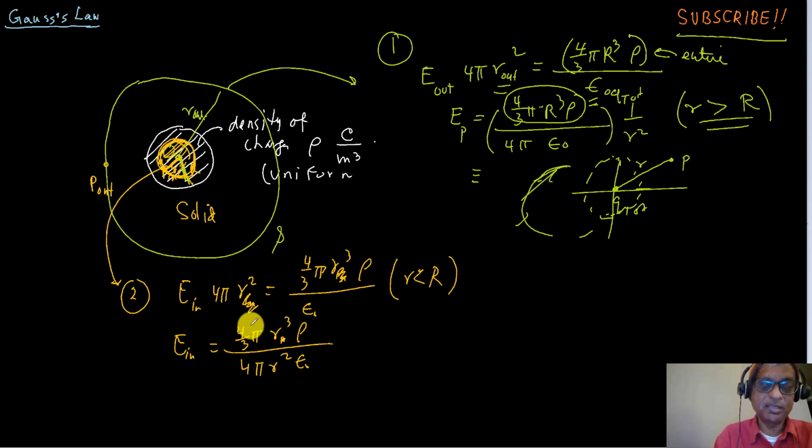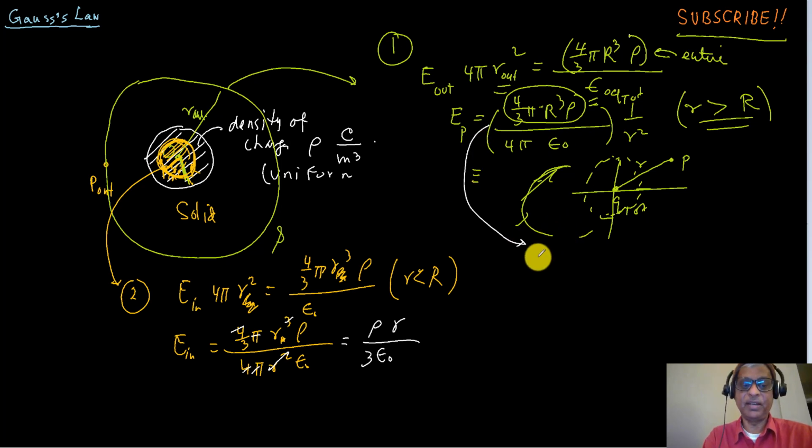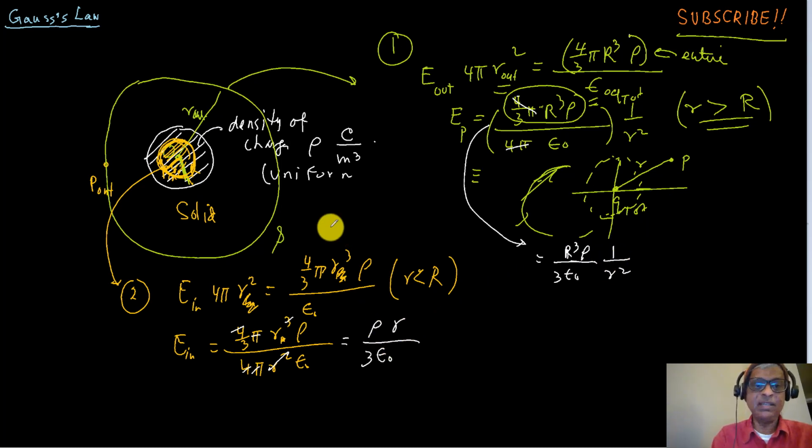So you can see a whole bunch of cancellation here. 4 pi goes away, r squared goes away. So we have rho times r over 3 epsilon naught. If I write this down, it's going to cancel 4 pi, so I have 1 over 3 epsilon naught, r cubed rho, 1 over r squared.